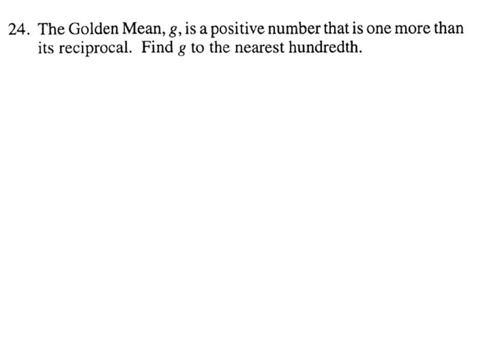And so you start with, it says g is a positive number that is one more than its reciprocal. So we have g, and if you set g equal to 1 more than its reciprocal, the reciprocal of g is just going to be 1 over g. Now, you have to go through and solve this equation.